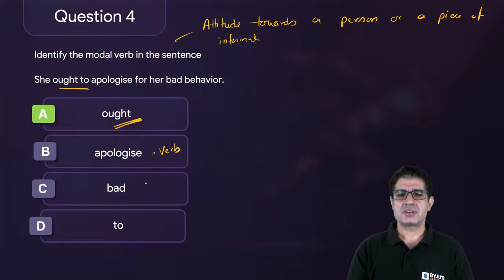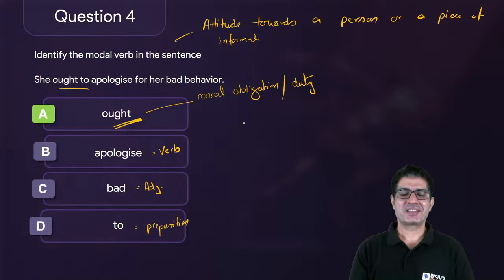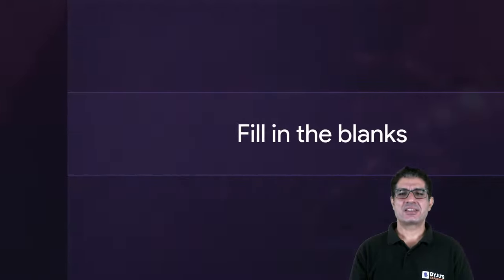That's, this is an adjective. It's a preposition. Remember, ought is used to show moral obligation, duty, of a kind where even if you do not fulfill it, there are no negative consequences for you. Okay, right. So here is the next one.